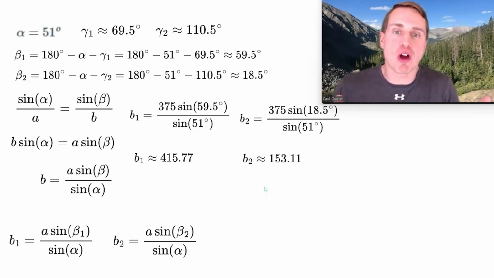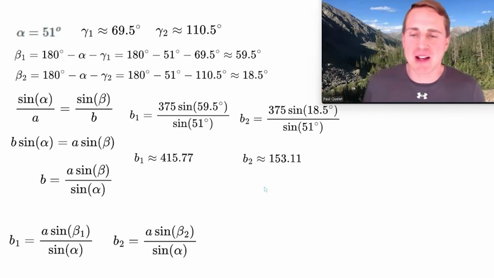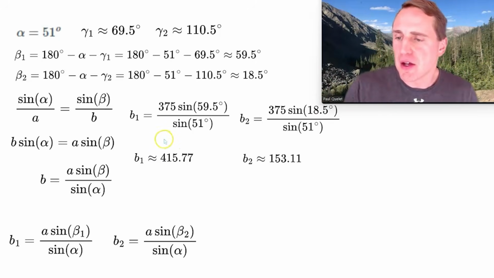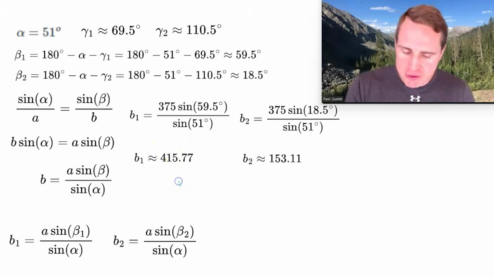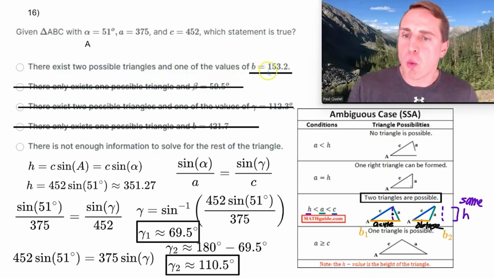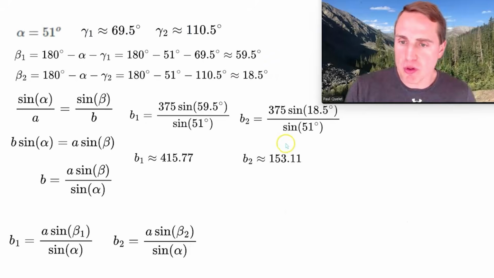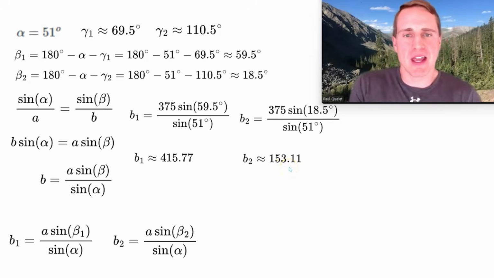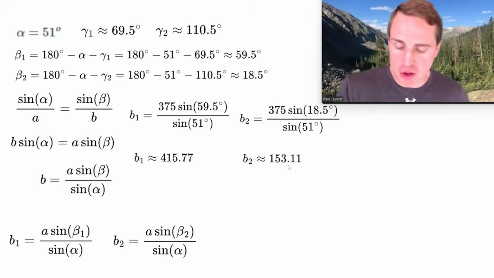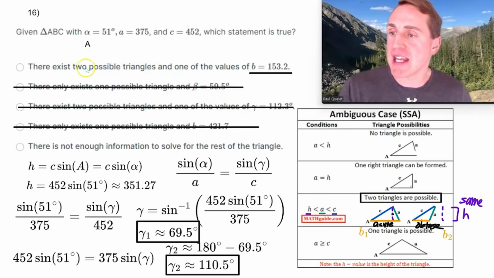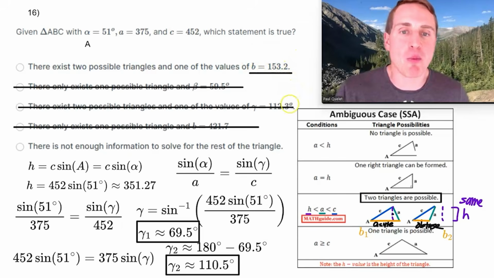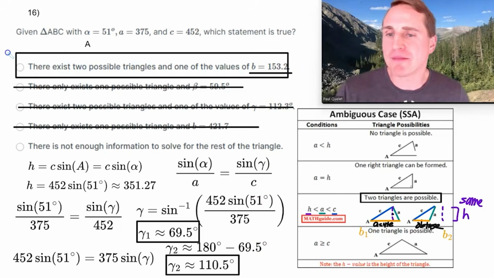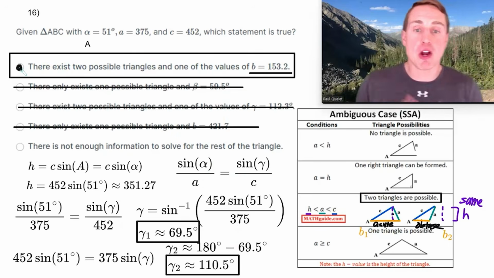Now you could take the time to draw these out with nice exact angles and side lengths and that kind of thing. But let's go ahead and look at our answer choices. So look at that. 153.2, is that about what we find for one of these? Yeah, it's pretty darn close. That's not exact, but it's pretty darn close. So I'm going to suggest it is two possible triangles. One of them is about 153.2. Okay, I've got 0.11. It's about the same, 0.2. So this is going to be our correct answer.